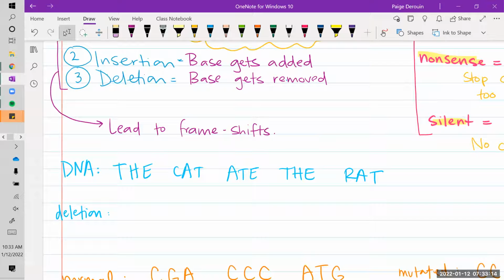First, we're going to do an example with the fake DNA, the sentence. I'm going to do a deletion, and I'm going to delete this first E. So what I'm left with is TH, and then I deleted the E. And remember, when you read mRNA, you have to read it in a group of 3. So what happens is that C becomes the third letter in that codon. And then A, T, A, T, E, T, H, E, R, A, T. So this was deleted.